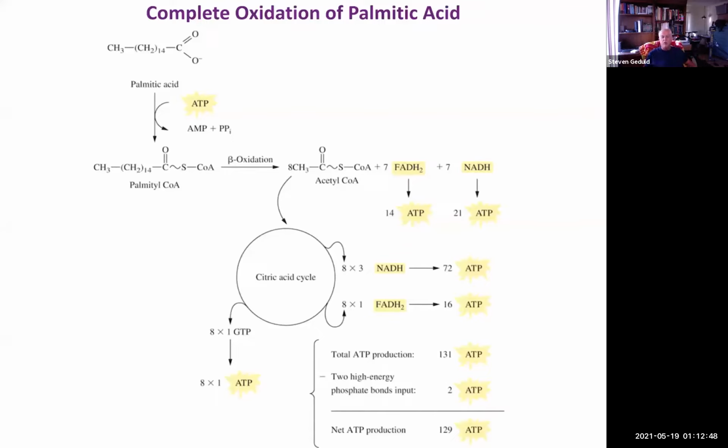For every turn of the citric acid cycle, we're going to produce 3 NADHs, 1 FADH2, and 1 GTP. We're going to run it 8 times for palmitic acid, so we produce 24 NADHs, 8 FADH2s, and 8 GTPs. GTP is 1 to 1, FADH2 goes to 2, and 1 NADH produces 3 ATPs. Add all that together, subtract the 2 you had to input, and you get your total.